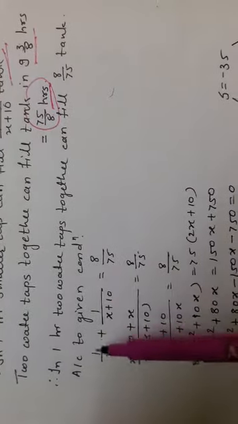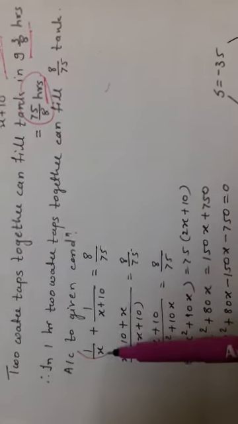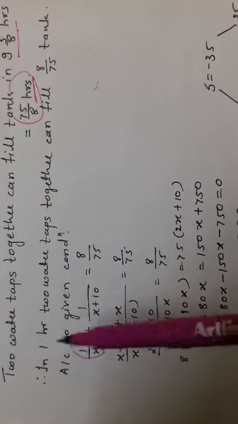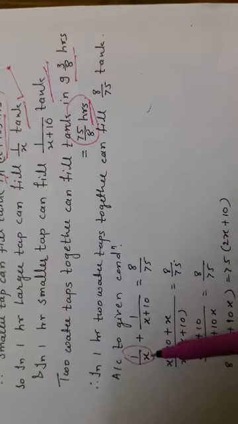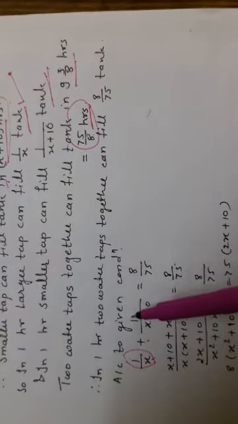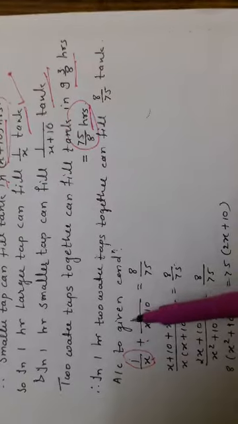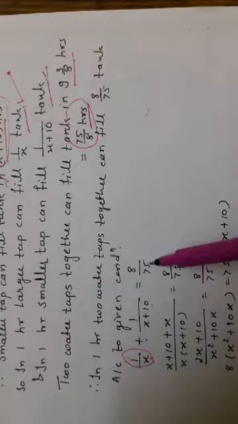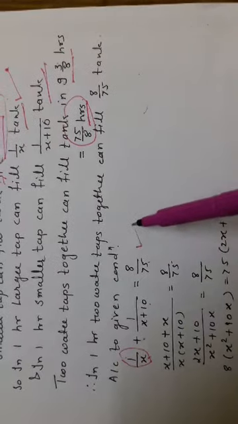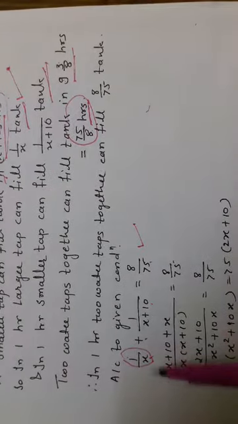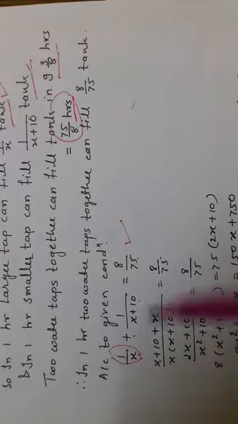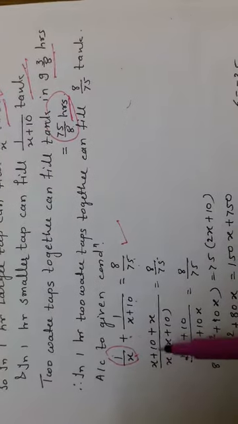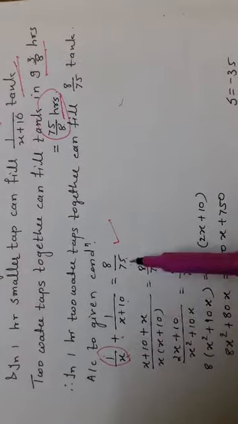According to the given condition, this is the larger tap, meaning in 1 hour the larger tap can fill 1 by x of the tank, plus the smaller tap can fill 1 upon x plus 10 of the tank, which is equal to 8 upon 75. This is not a time. This is how much of the tank is going to be filled. That's why we have taken the reciprocal here. Now here we have to solve.